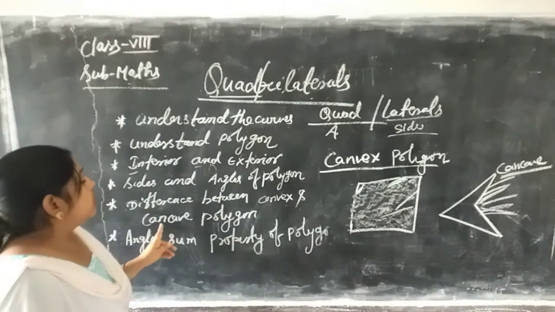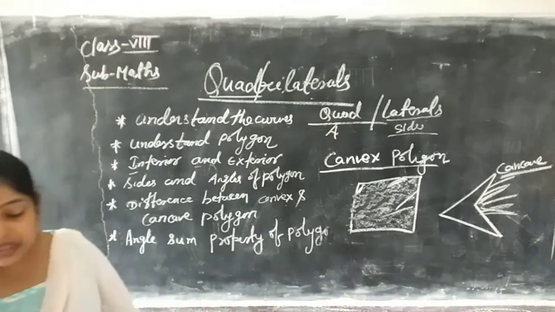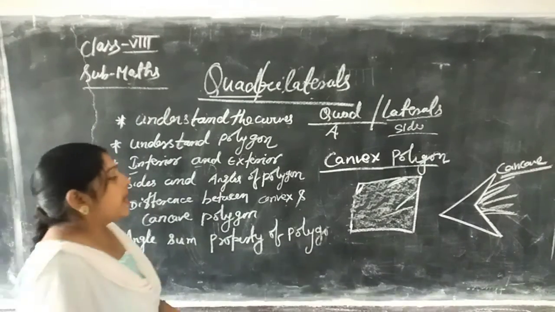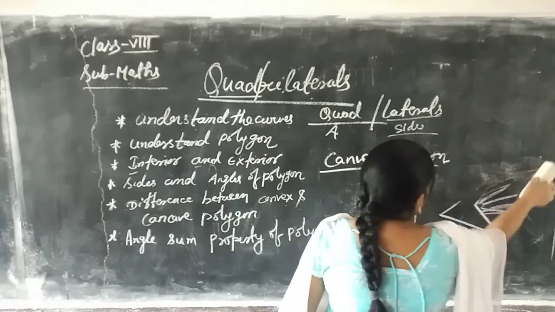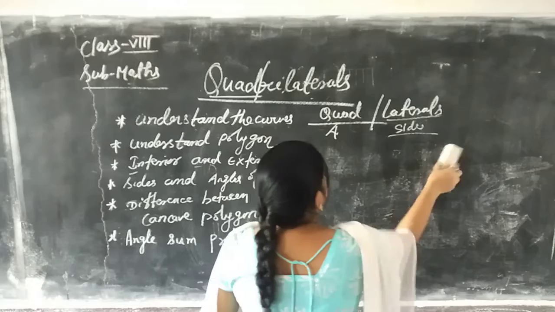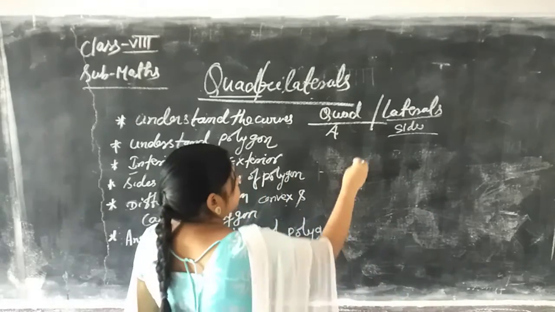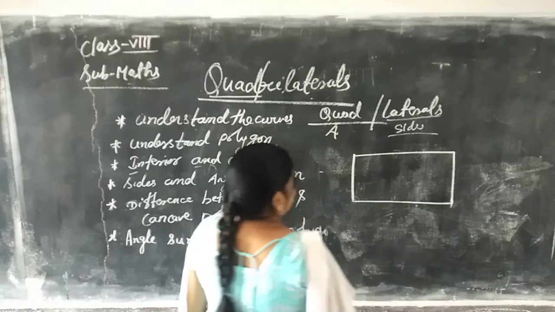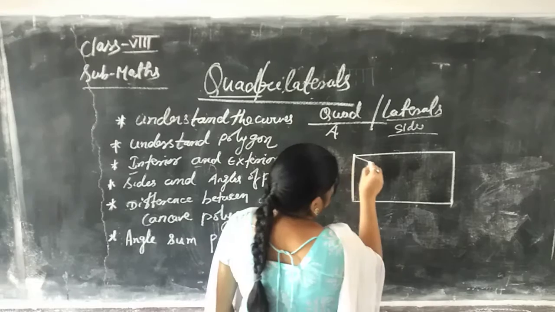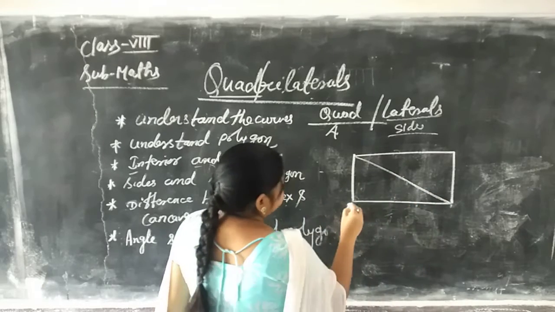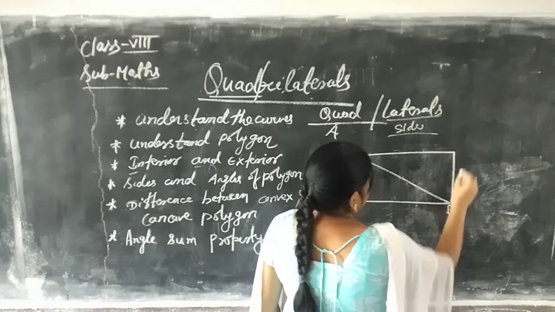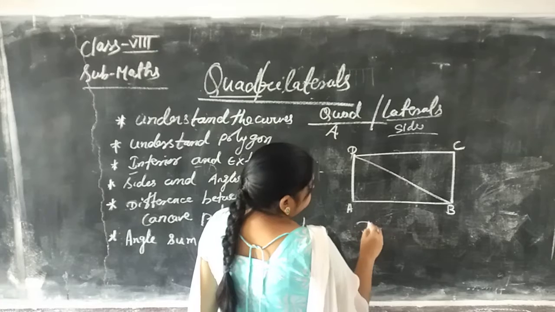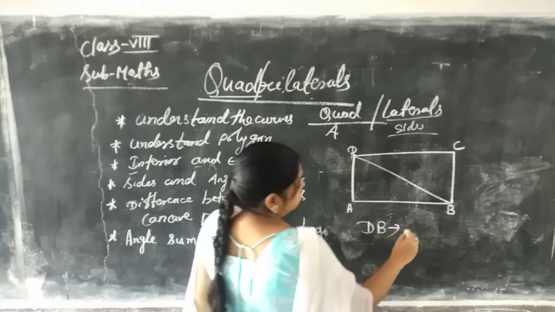Next is the angle sum property of a polygon. You know that a quadrilateral has four sides. So first we make a diagram of a quadrilateral. This figure is a quadrilateral, and we can divide it into two equal parts. First we write the name, mention the name A B C D. A B C D is the quadrilateral, and DB is what? DB is the diagonal.